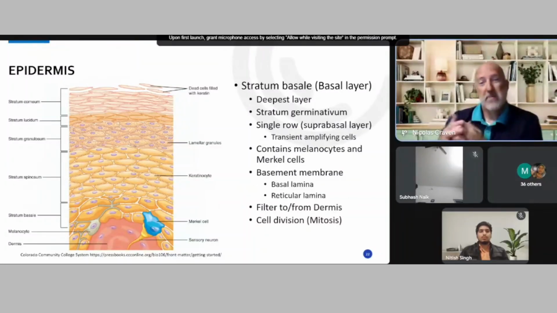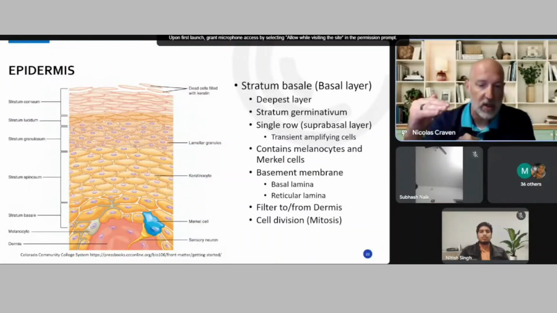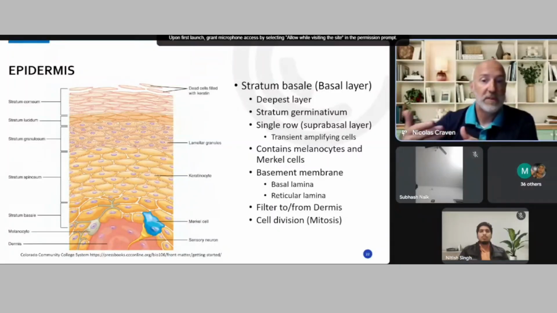And then the last layer, and maybe the most important layer of the epidermis, there could be some debate on whether this is the most important one, is the stratum basale, or the basal layer. It's the deepest layer. It's also referred to as the stratum germinativum. It's a single row of cells. This is where, if you remember from the initial slide that I was talking about, the epithelial cells, when I was talking about the transitioning cells, they're also referred to as the transient amplifying cells, and I have an image of that here in a minute.